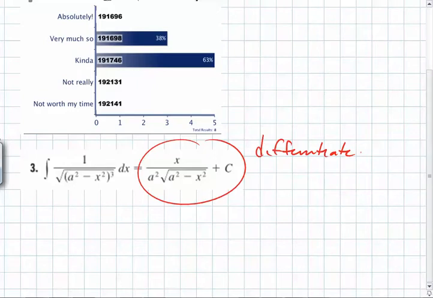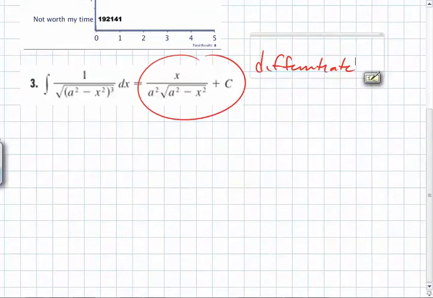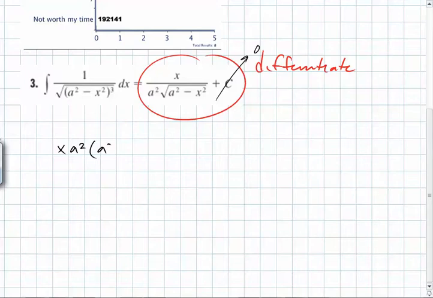Is it generally easier to differentiate or integrate? What do you think? It's generally much easier to differentiate. So let's do this here. Well, first of all, what's the derivative of a constant? That goes to 0. So what is this right here? This is actually x a squared times a squared minus x squared to the what power? Negative 1/2. And what do you treat a as? A is a constant.